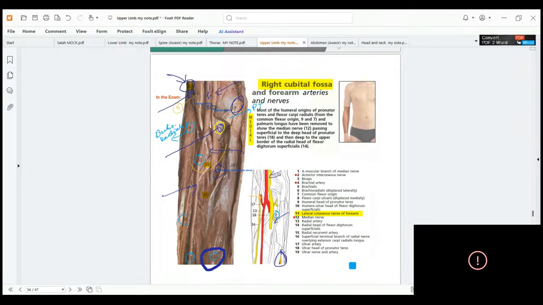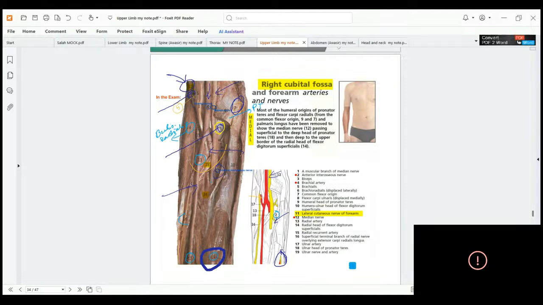Medial epicondyle will be the common flexor origin, and lateral epicondyle will be the common extensor origin. So 7 means it is the medial side. As 17 is coming this side, it will be the ulnar artery, and 13 should be the radial artery, where we can check the pulse. Radial pulse. Number 15, radial recurrent artery. Number 6 is brachioradialis.